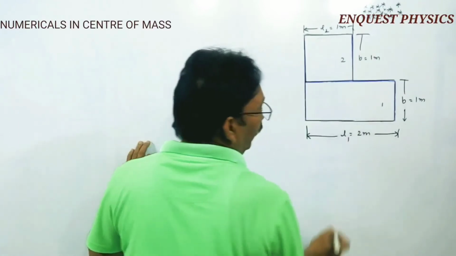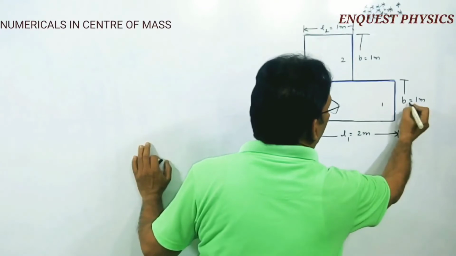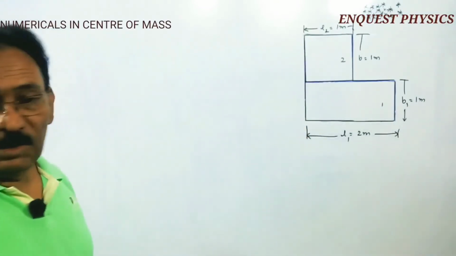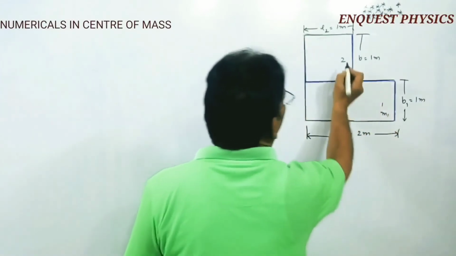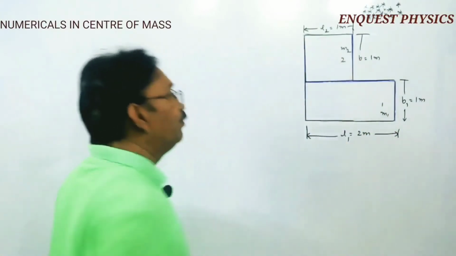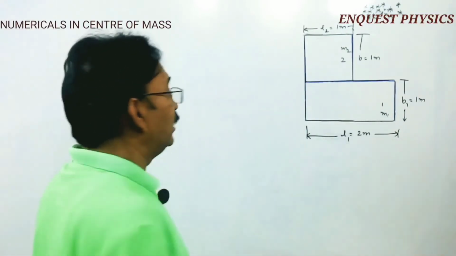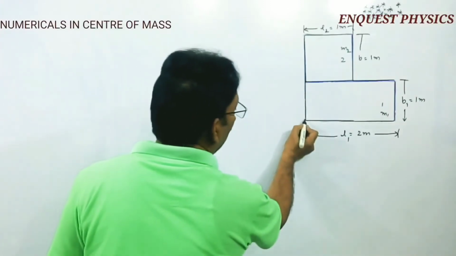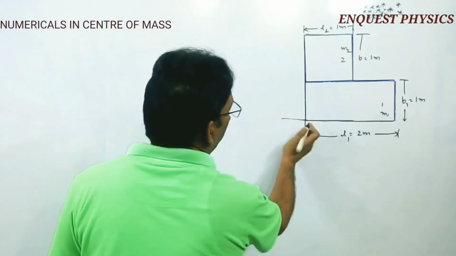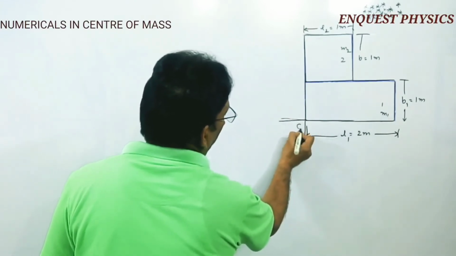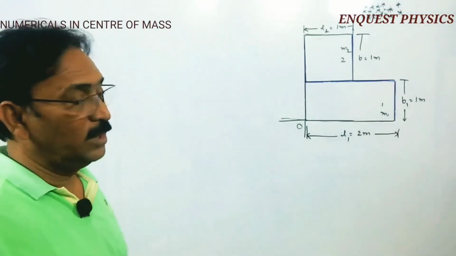Obviously, it would be 1 and 2, 1. These are the two plates. Let's say they have the masses M1 and M2 respectively. The problem, students, asks us to find the center of mass of the system with respect to O. Here I am locating O. We have to find out the coordinates of center of mass with respect to this.